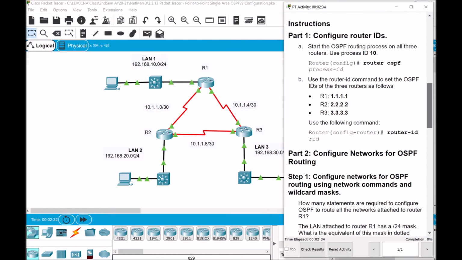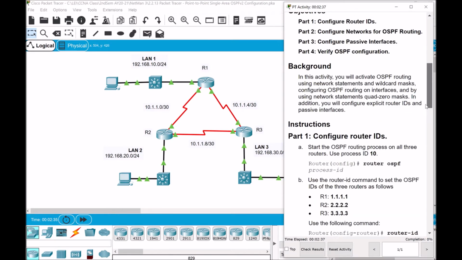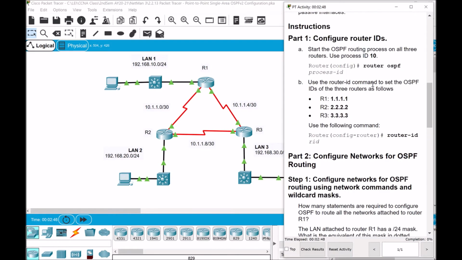So let's proceed to Part 1, which is configure router IDs. To start the OSPF routing process, we have to enable OSPF by typing in router ospf and then the process ID. As stated, we are to use process ID 10. We should also be assigning router IDs: router 1 to have 1.1.1.1, router 2 to have the router ID 2.2.2.2, and router 3 to have 3.3.3.3.